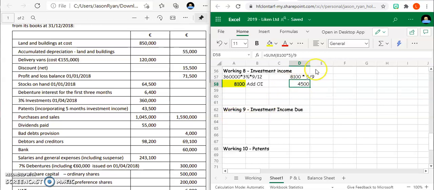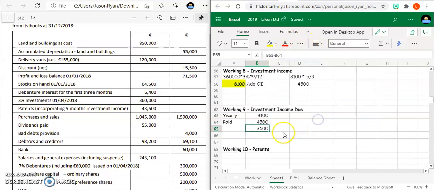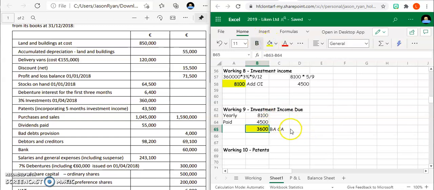So we have been paid that 4,500. When we got that 4,500, somebody put it into our patents. So we need to find out the investment income due. So the yearly amount that we receive is 8,100. That's this figure here. We have been paid 4,500, but someone put it into our patents. So what's left to be received from our investment income is this 3,600. And that's going to go into your balance sheet as a current asset because we've to receive it. Now what we need to do now is take this 4,500 out of our patents.